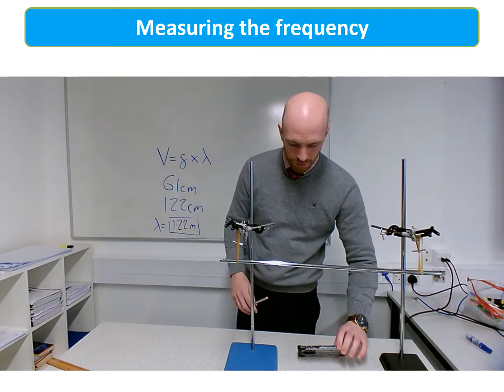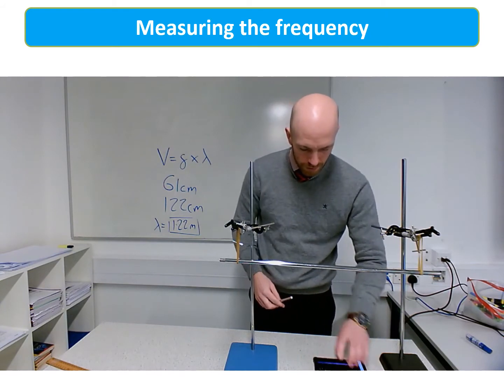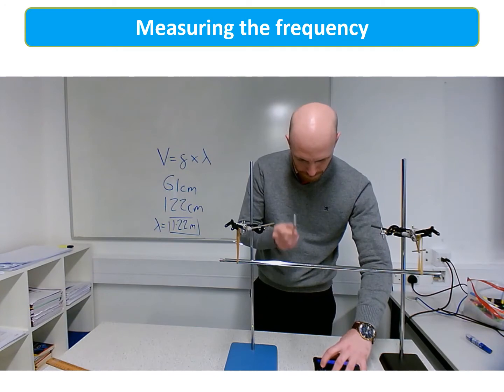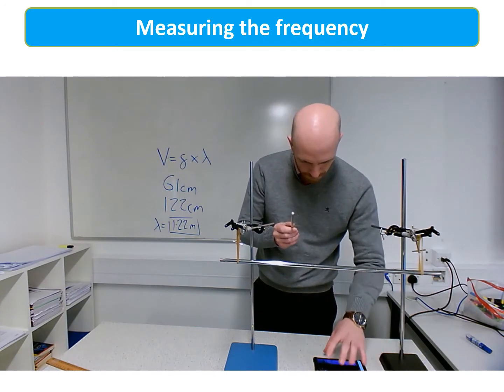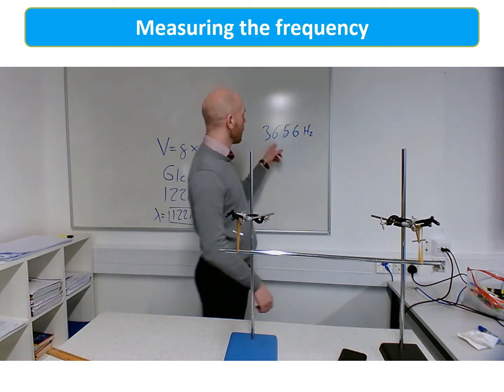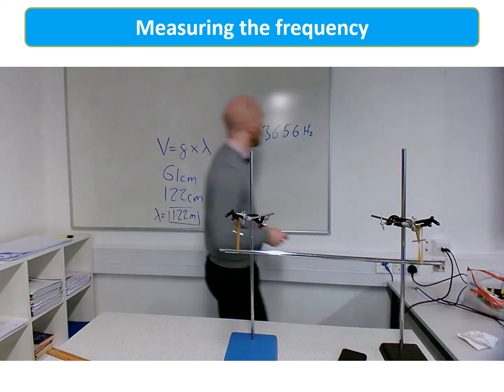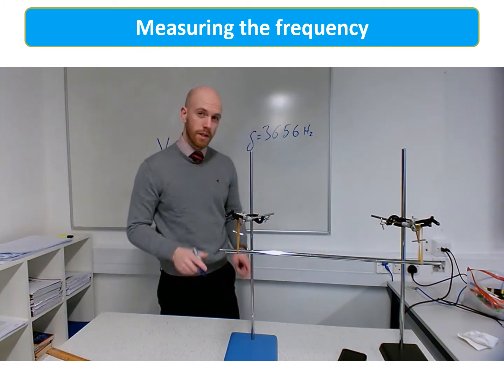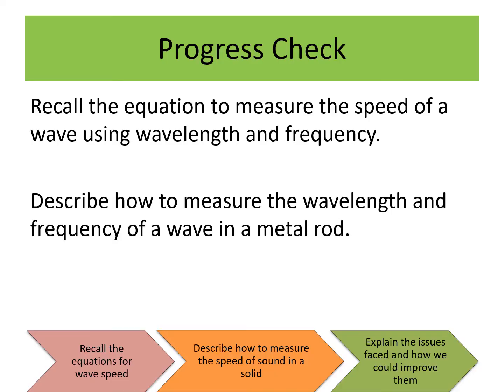Now this is a little difficult because you've got to time it, but let's give it a go. So after a number of attempts, the one number that kept coming up was 3,656 hertz. So this is what my frequency is going to be. Okay, so let's use this as a little checkpoint then.